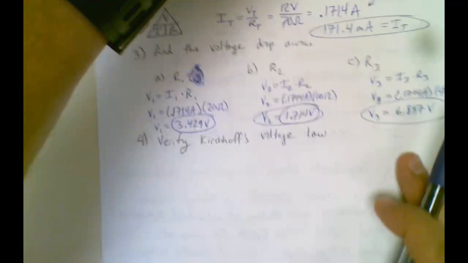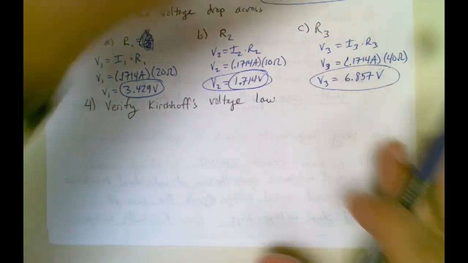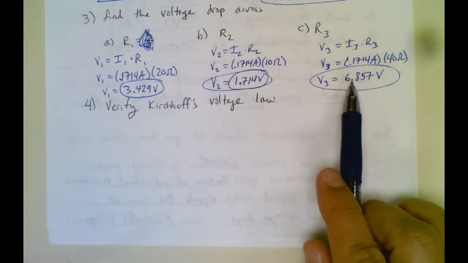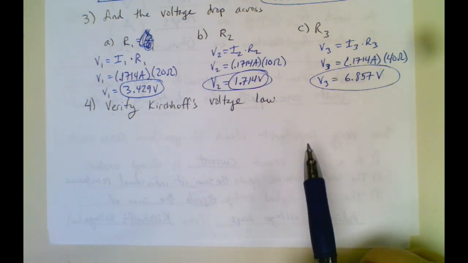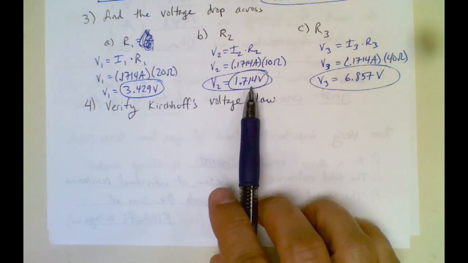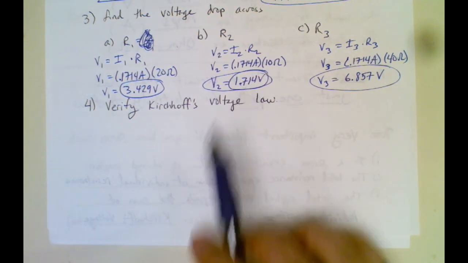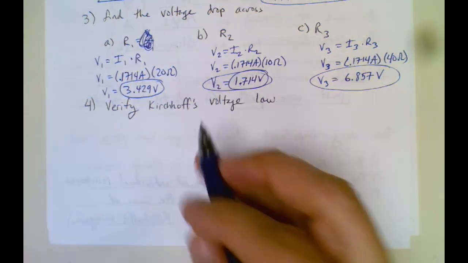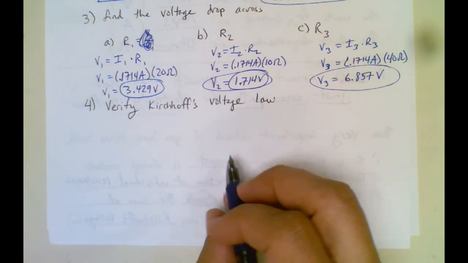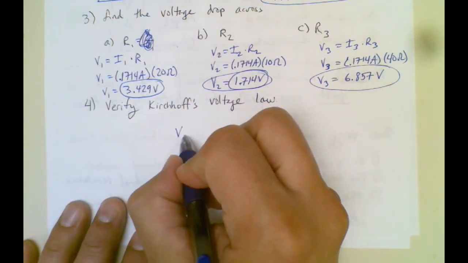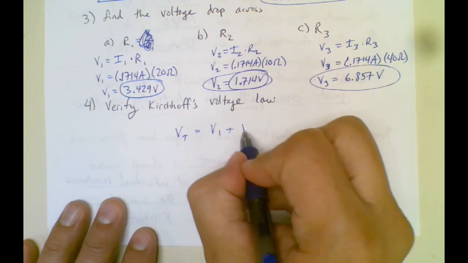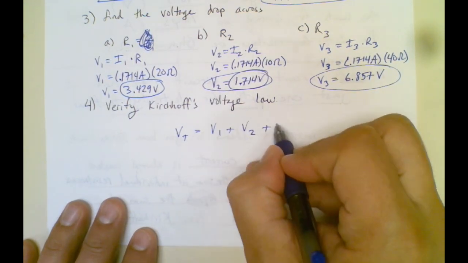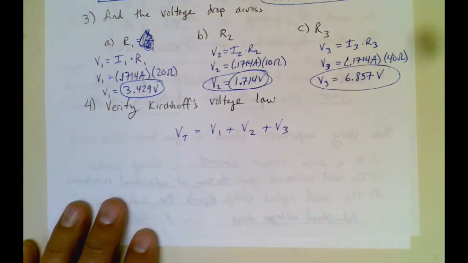And I hope that makes sense, because if you think about it, the purpose of a resistor is to resist the flow of electricity. So it makes sense that the higher the resistance, the more volts will be dropped there because it's slowing down the current. The lower the resistance, the less voltage will be dropped. Now verify Kirchhoff's voltage law, which says the voltage total should equal the voltage drop at resistor 1 plus the voltage drop at resistor 2 plus the voltage drop at resistor 3.